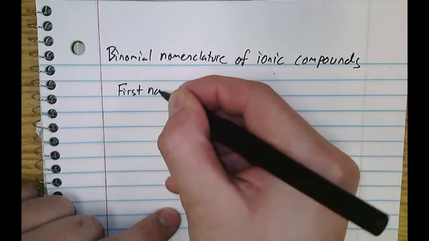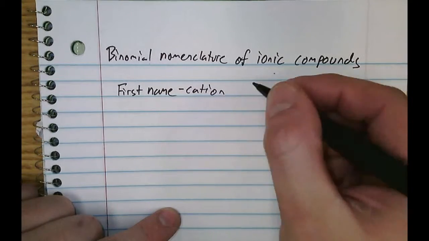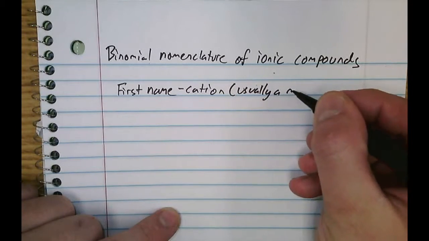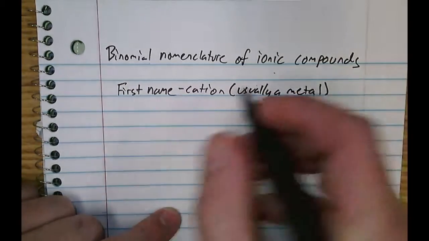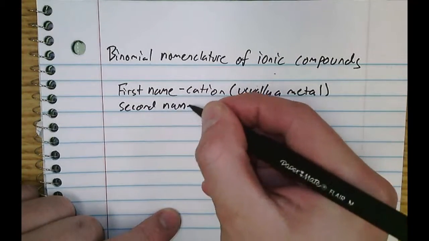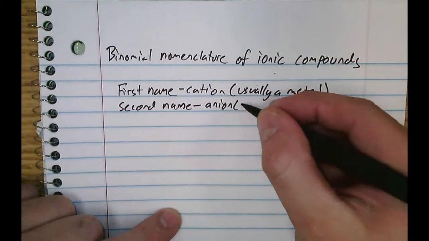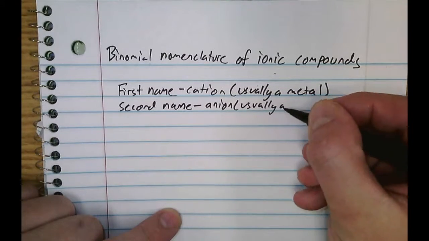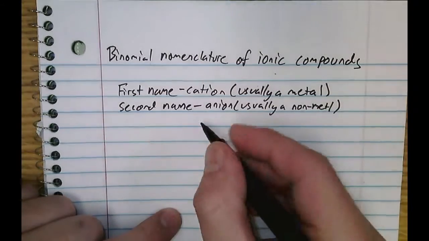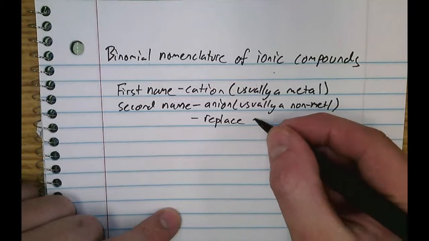The first name is going to be the cation. That is usually going to be a metal. The second name is going to be the anion. That's usually a nonmetal. And we're going to replace the ending of the second name with "ide."